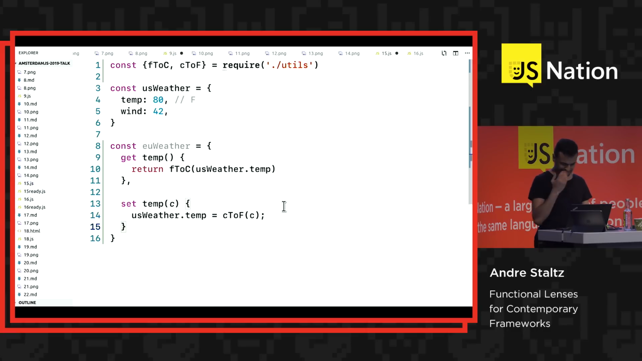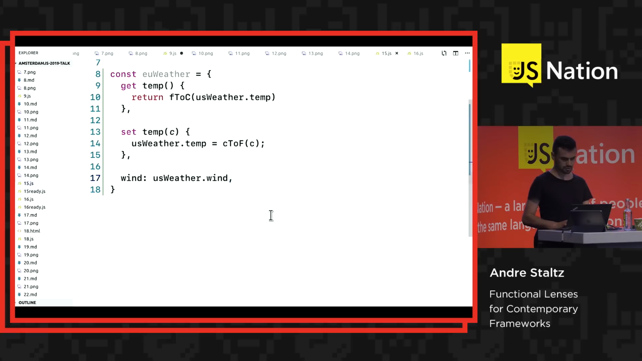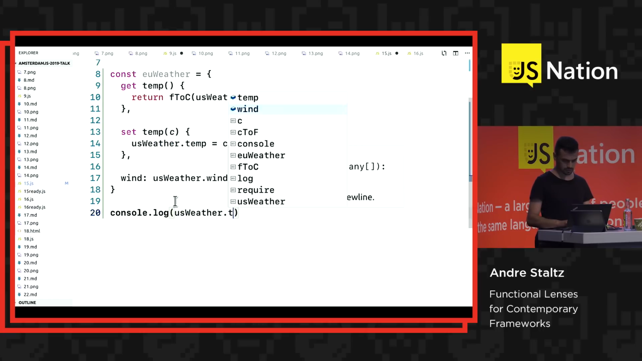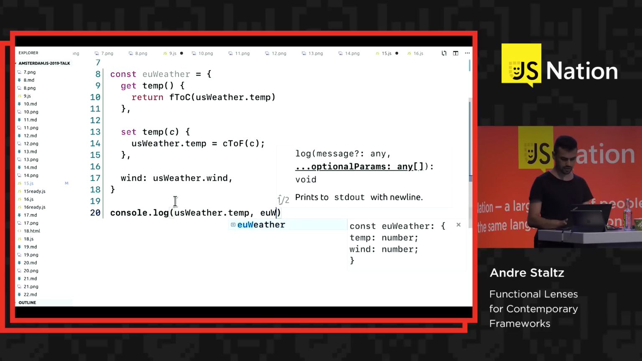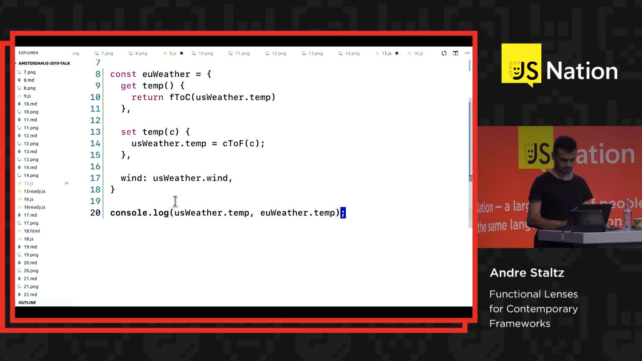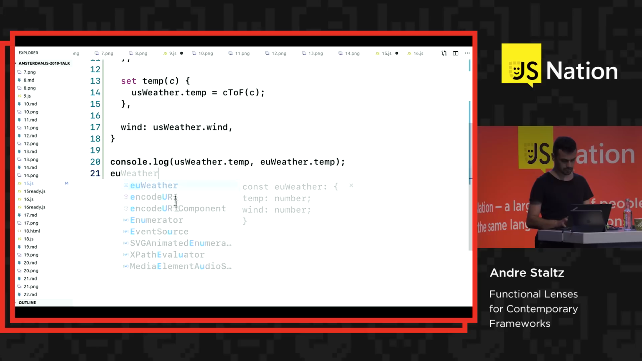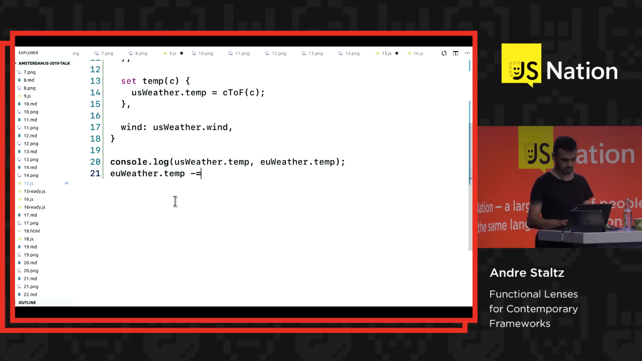Like that. And then I also need the wind. I'm just going to keep it in the same format that it was. It's not that important. I was just interested in converting Celsius. So I could then console log the US weather in Fahrenheit and the EU weather in Celsius. And now I can also change the EU weather temperature to be less hot, let's say way less hot. And then we can print that and see what happens.